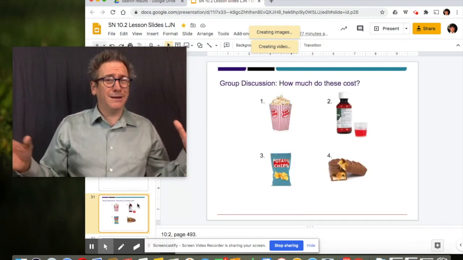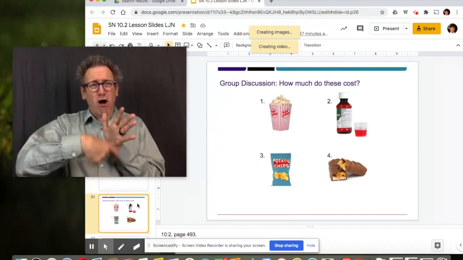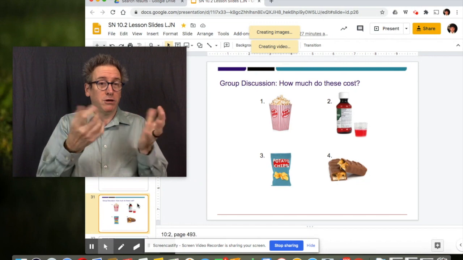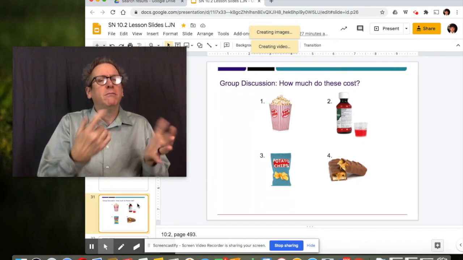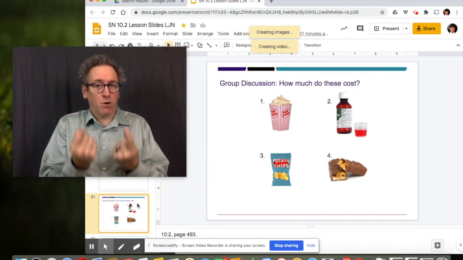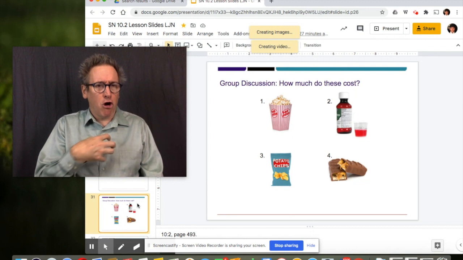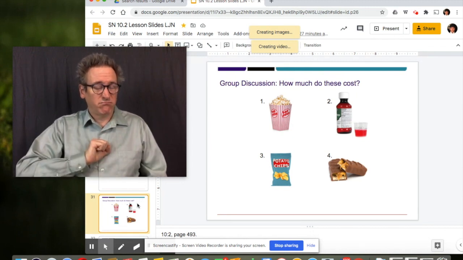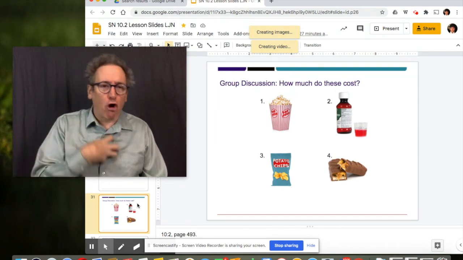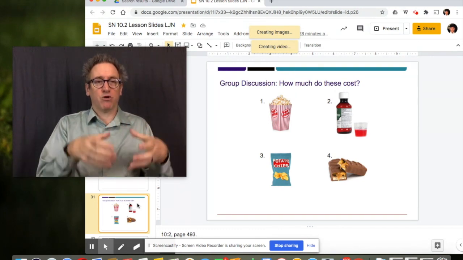Now normally in class we would do a group discussion of trying to figure out approximate costs of these different items. So again, how much does it cost? And then we get into the vocab. Popcorn. Cough, I've seen cough and cough, or cough. All three of those are good vocab for cough, cough, cough, medicine. And medicine comes from the mortar and pestle.